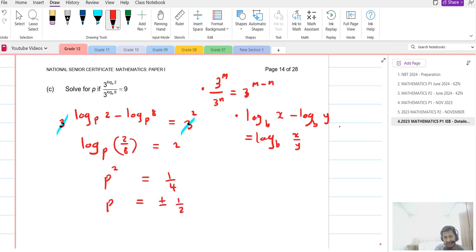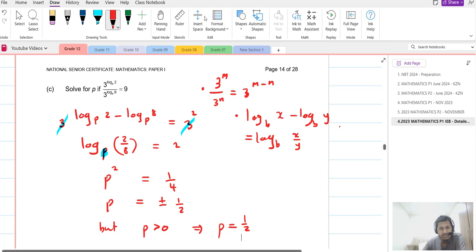But we know the base of p, see this log, but p is greater than 0. Why? Because of the base. The base has to be positive. Log of negative numbers does not exist. This implies the value of p is just half. I hope you guys understood that. Right, that's a nice problem.